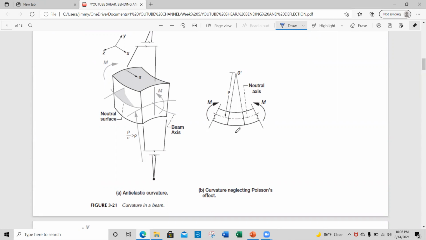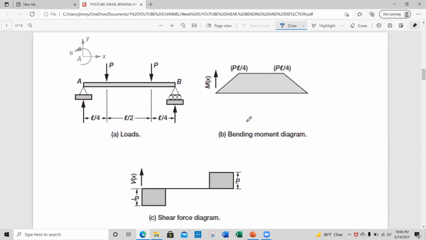And then we have here just to show some behavior of the material when it's subjected to flexure. You have here the moment, you have your tension, and then here's the compression. And then we have here an example of the shear and moment diagram, by which we really need this value of moment for us to get the required section modulus that we can get from the table.